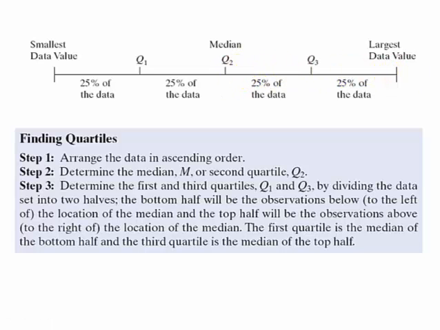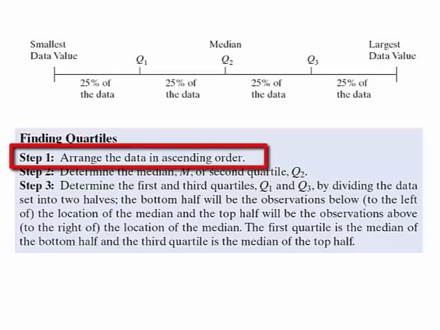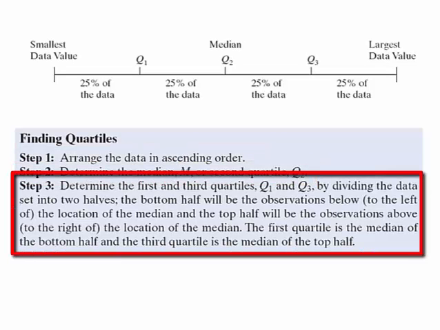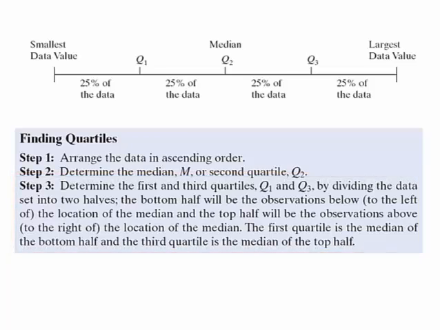Here are the rules for finding quartiles by hand. First step, you have to arrange the data from smallest to largest. Second step, you find the median. Third step, to get Q1, it will be the median of the bottom half, and Q3 will be the median of the top half. Let's look at an example.